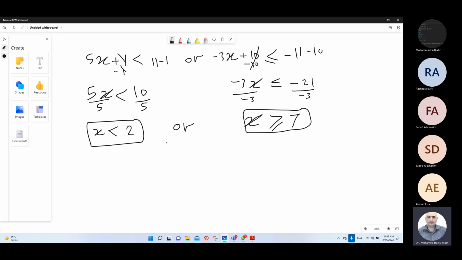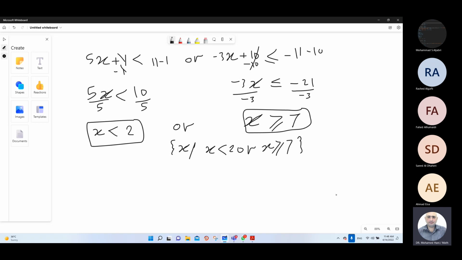So the set of solution x such as x less than 2 or x greater than or equal 7.